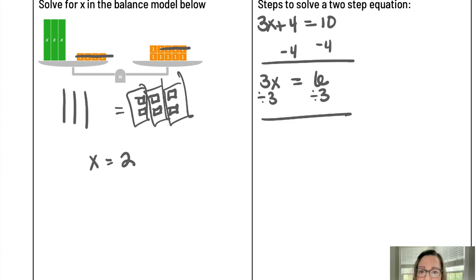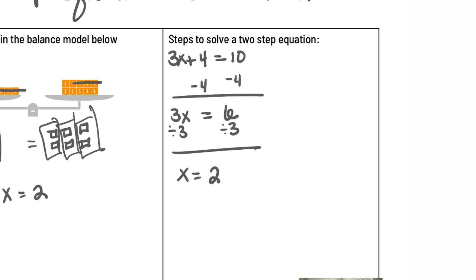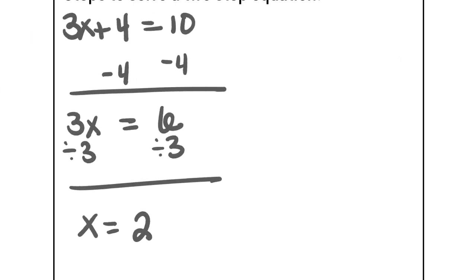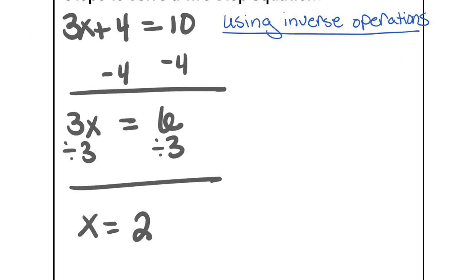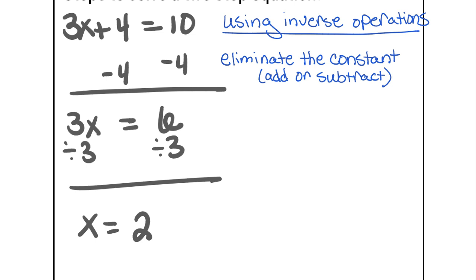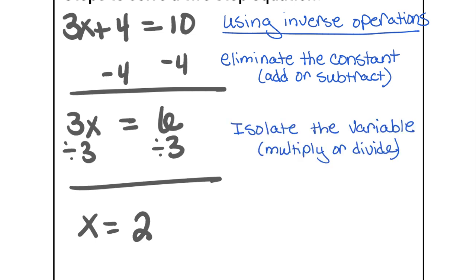Now, this is what we did with our diagram. We eliminated the 4 and then we divided it. But we're going to talk a little bit about what these steps actually are. So the first thing is we're going to eliminate the constant, or add or subtract to do that. Then we're going to isolate the variable by multiplying or dividing, which is going to give us our answer.